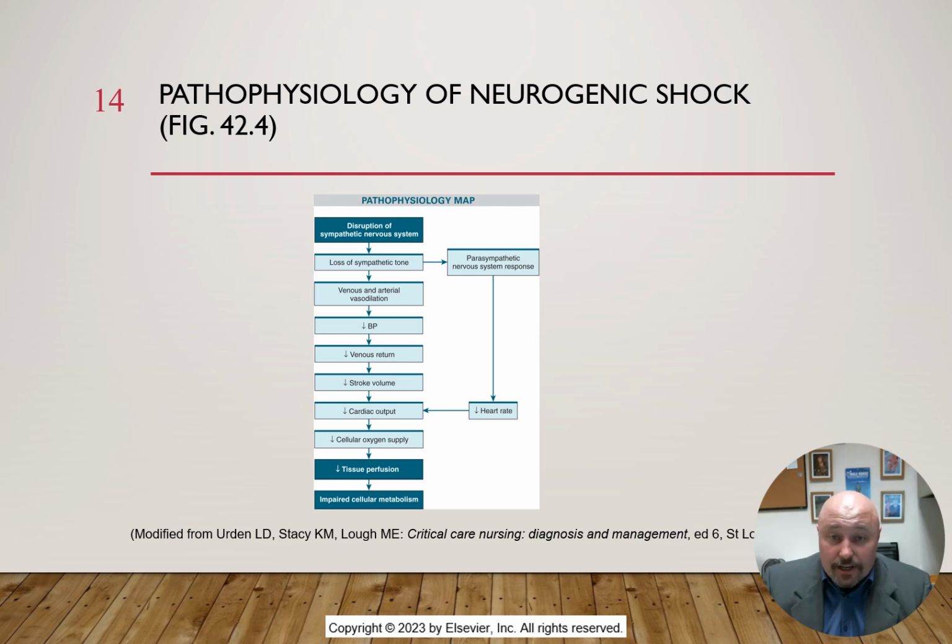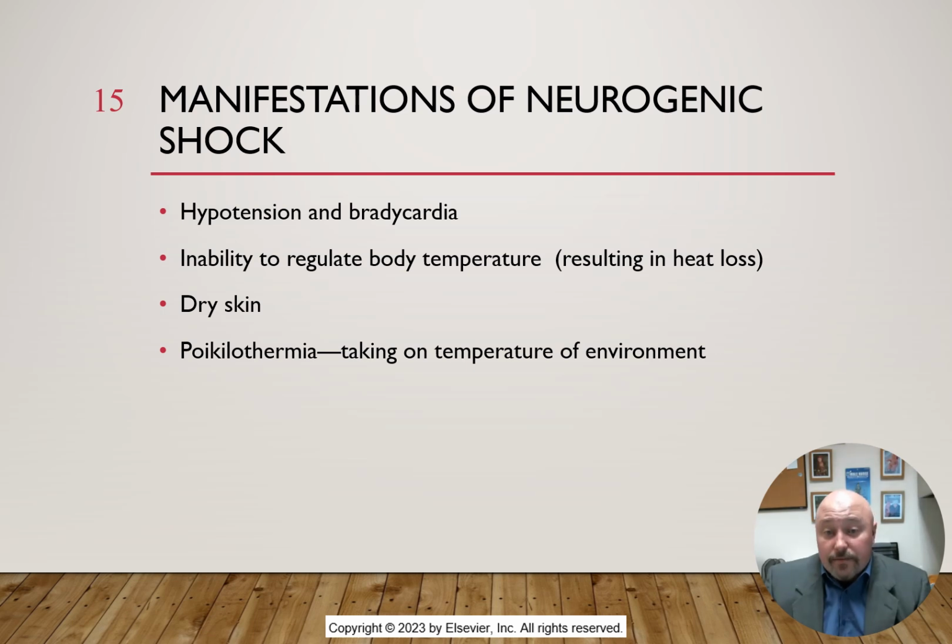In the case of neurogenic shock from figure 42.4 in your text, we have a disruption of the sympathetic nervous system that results in a loss of sympathetic tone and venous and arterial vasodilation, which results in a decrease in blood pressure, decrease in venous return, decrease in stroke volume and cardiac output, and again decreased cellular oxygen supply. The manifestations of neurogenic shock include hypotension and bradycardia, as well as an inability to regulate body temperature, resulting in heat loss, dry skin, and again poikilothermia, or taking on the temperature of the environment.